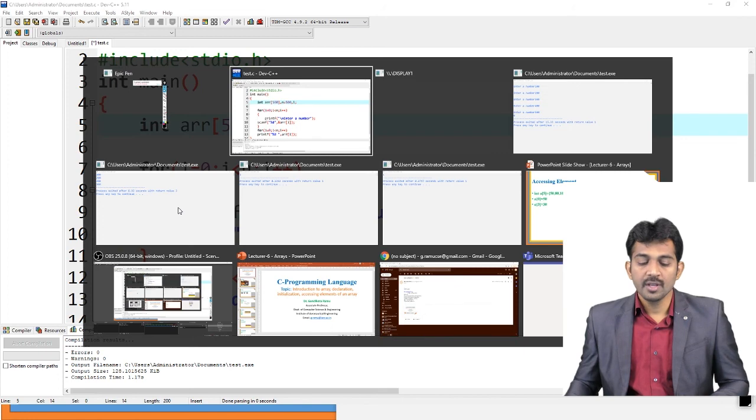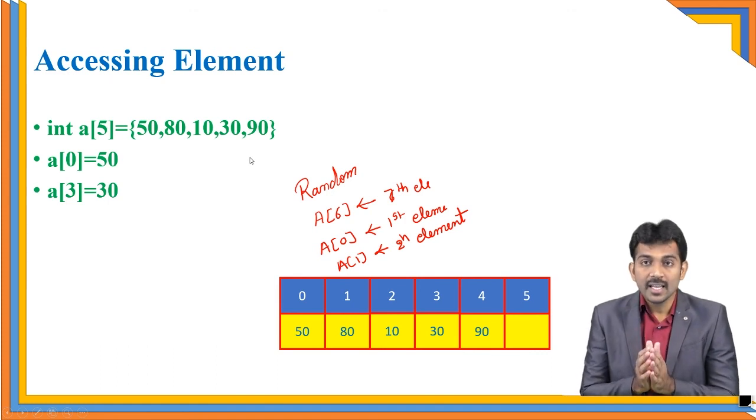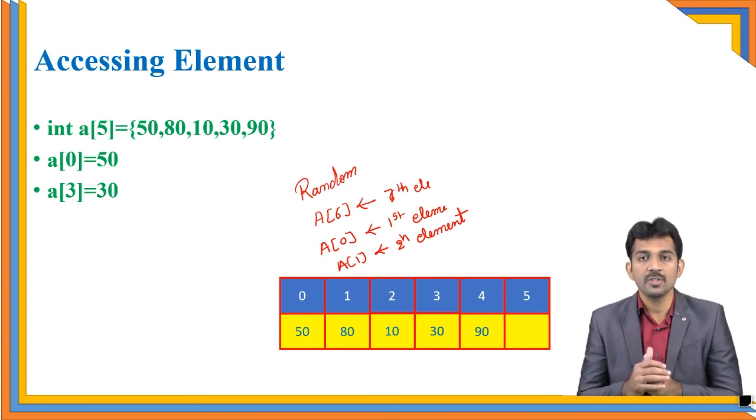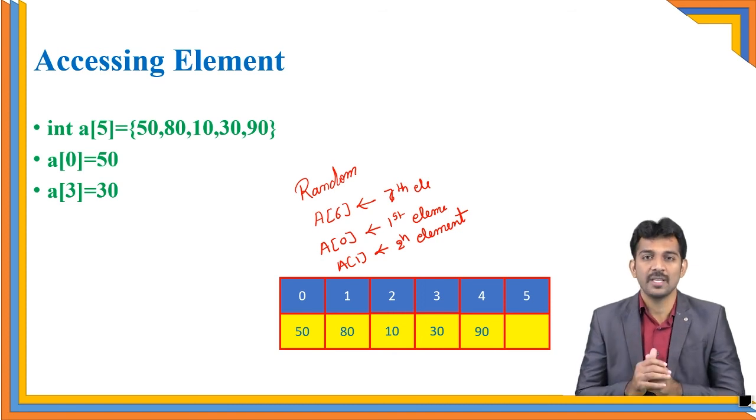What have you seen today? We have seen today how to declare an array, how to initialize the elements, and how to access the elements, right? As well as what is the purpose of the array. See, array is a collection of homogeneous elements. Array is the collection of homogeneous elements. This is very, very important.